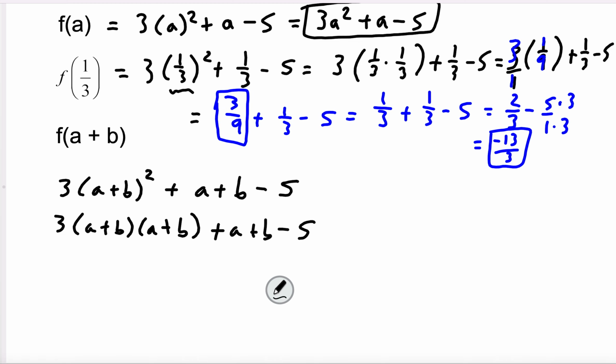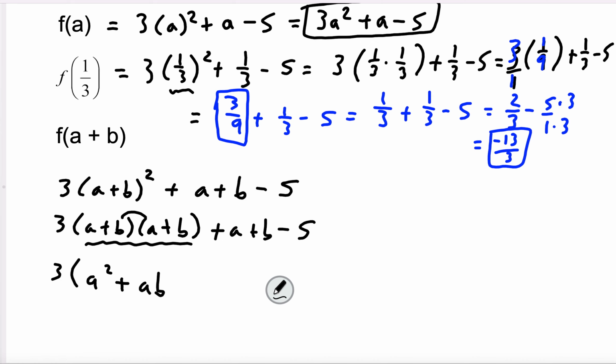I can't do anything with those 3 terms there at the end because none of those are like terms, but I can do something with this. I can multiply this out. So just FOIL that out. So your first terms there, a times a, there is a squared. Your outer terms there, a times b, there is 1ab or ab.